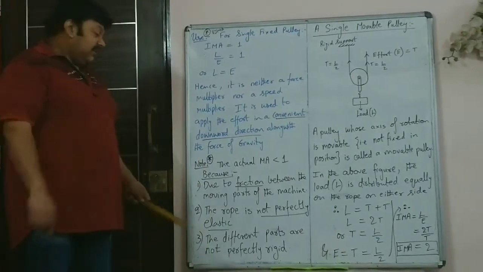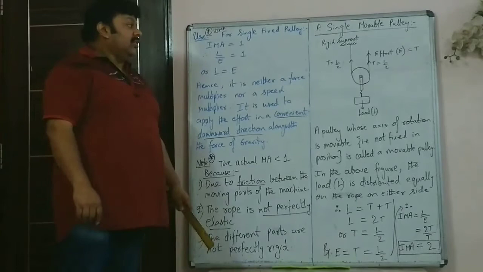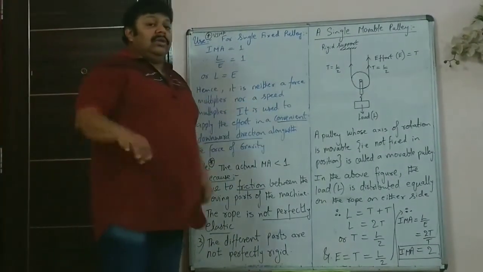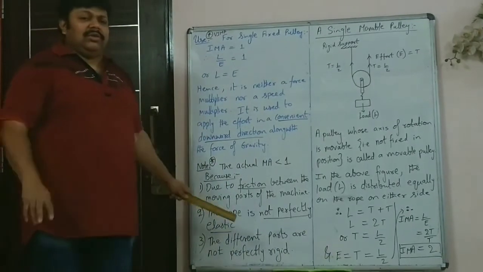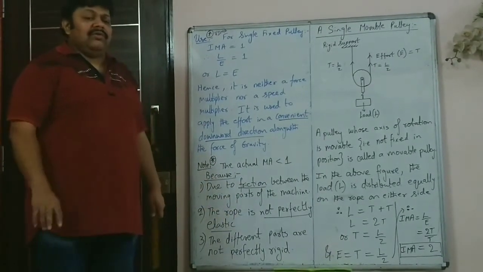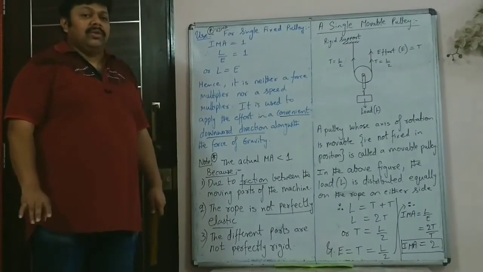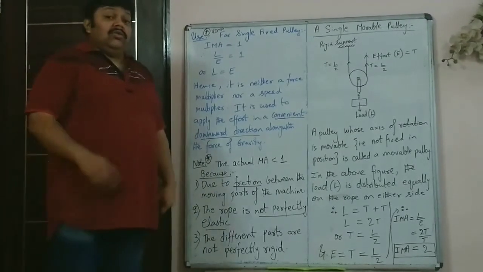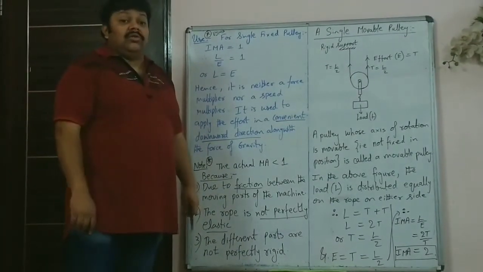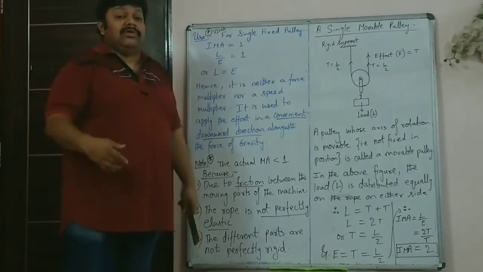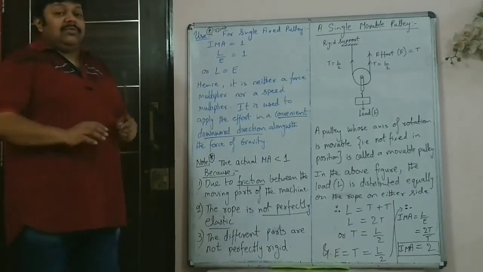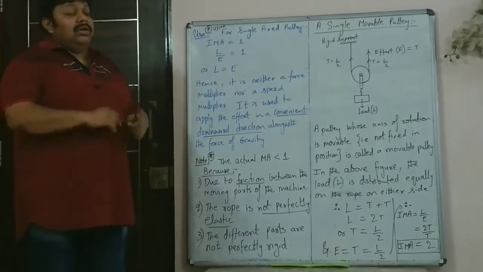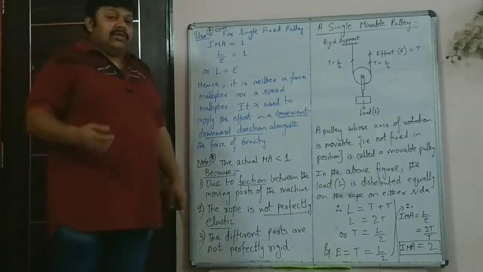Number one reason is friction between the moving parts of the machine. So there will be friction between the moving parts of the machine when the rope is moving. In any pulley, the same reason. It need not be only for a single fixed pulley, it can be for any pulley system. There would be friction between the rope and the pulley. The second is, you will see that the rope is not used lifelong. It has to be replaced from time to time. If it was perfectly elastic, there would have been no stretching of the rope at all and the rope would never break. But that's not the case.